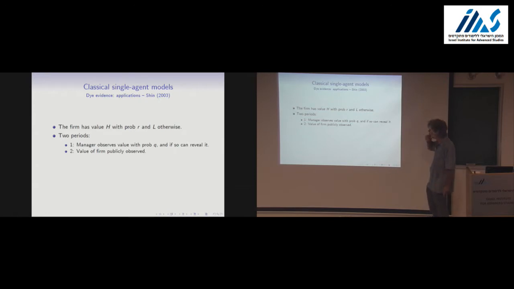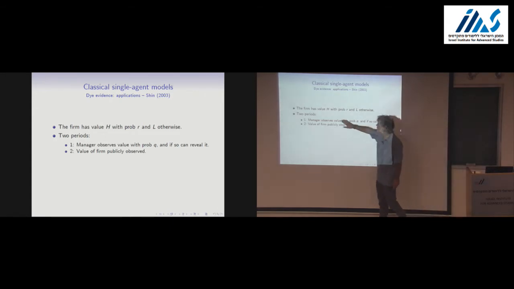Let me talk about Shin's model first. Both models that I'll be describing are much richer than the way I'll be describing them. They have many more results. I want to highlight one particular result using a very simplified, pared down example, and I hope Ilan doesn't think it's overly simplified. In Shin's model, I'm going to assume that the firm has two values, high or low, and there are two periods.